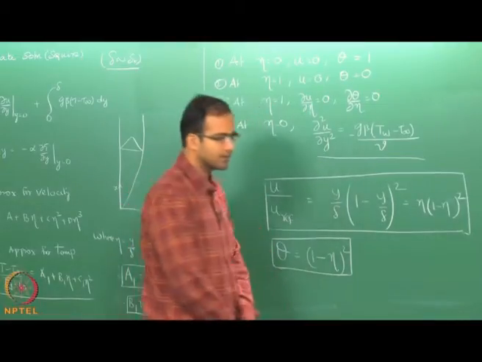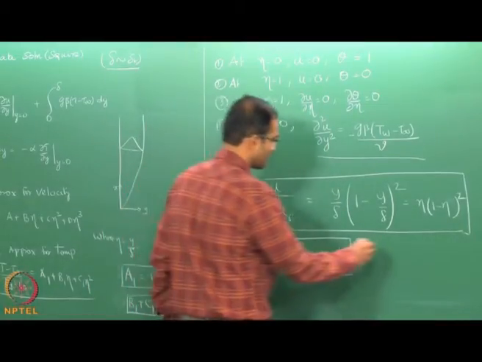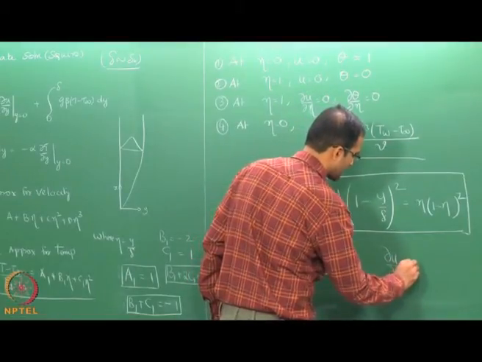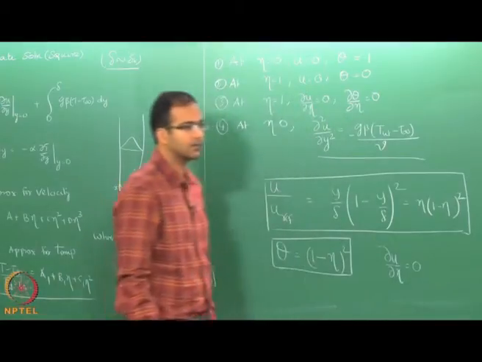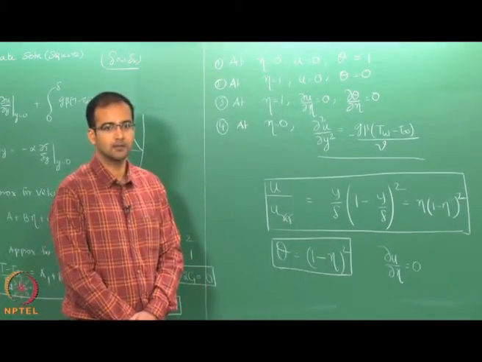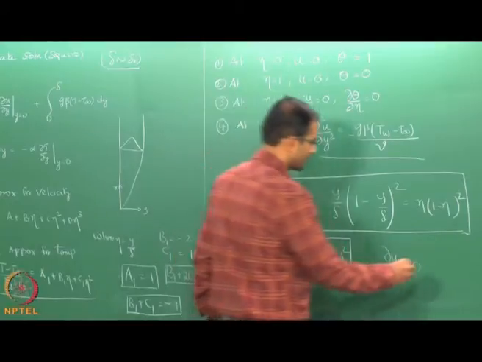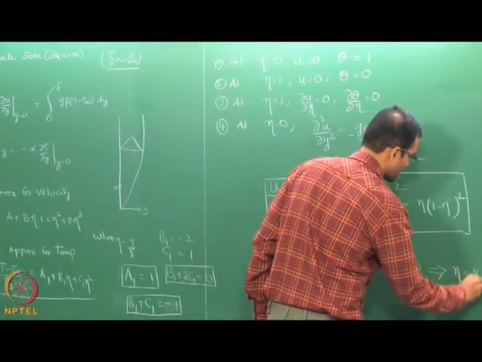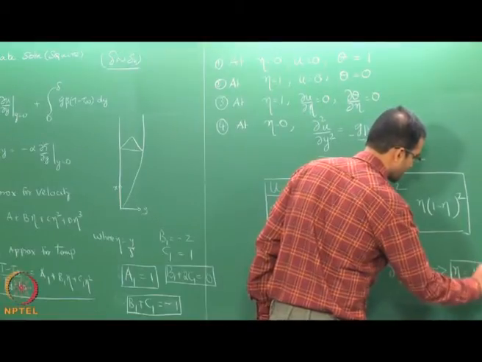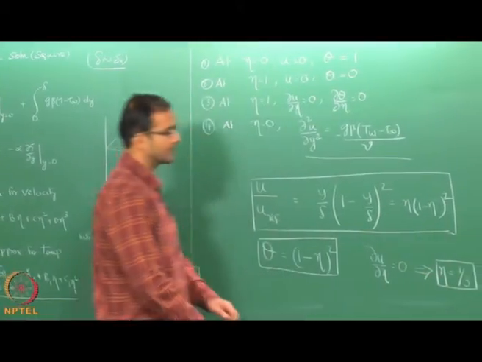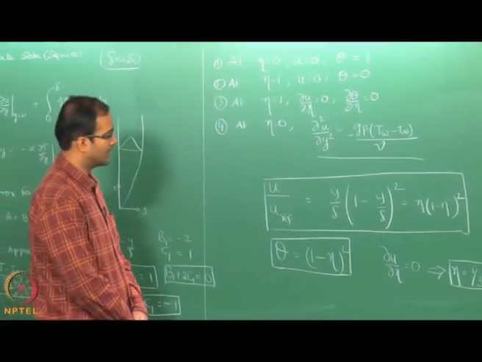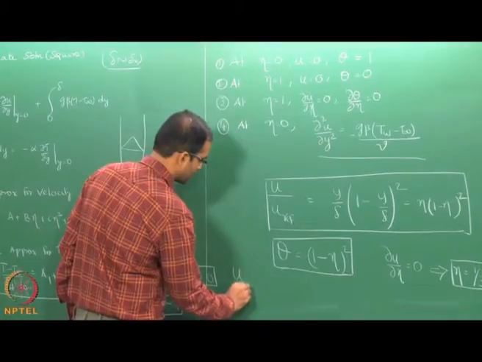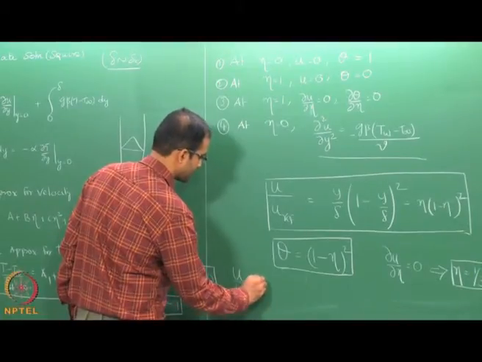1 by 3. Okay. So, if you apply the condition du by d eta equal to 0, this is the condition for finding the saddle point. Okay. So, from this it turns out that eta equal to 1 by 3 will satisfy this condition. And now what is the magnitude u by u reference at eta equal to 1 by 3?